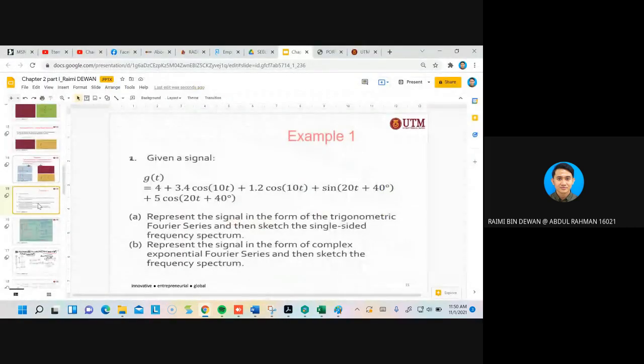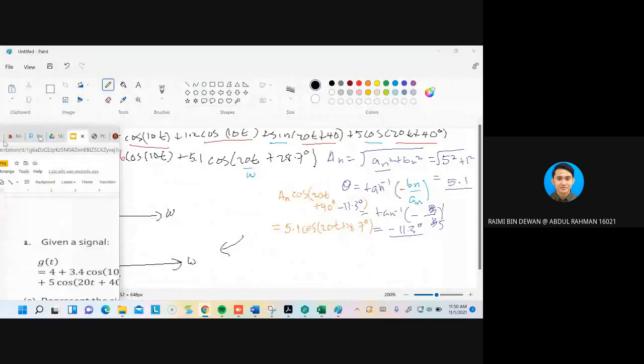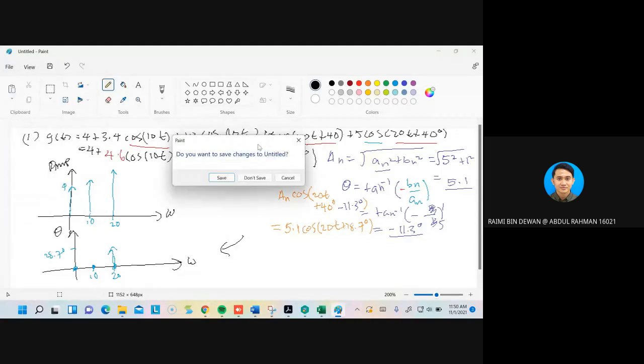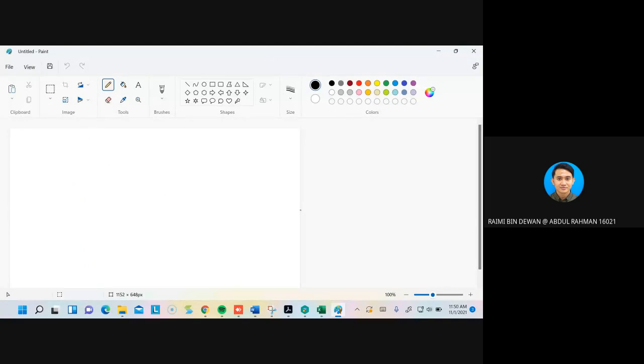Now this one is to represent the signal in the form of complex exponential series. I think I already wasted my 5 minutes just writing the question again. I think I will use the time just to write again g(t).